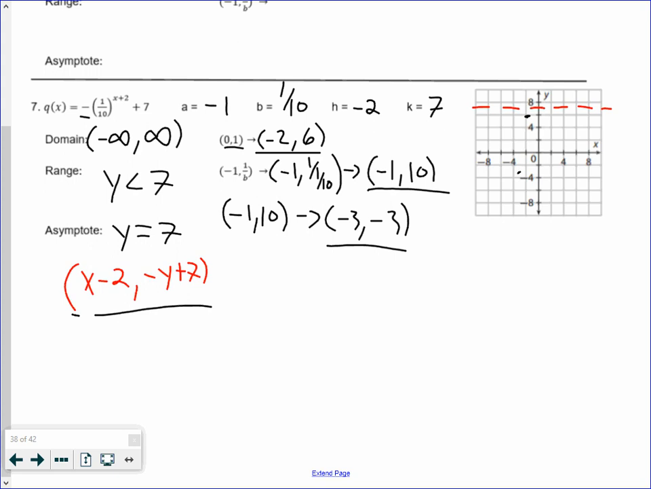So we know it's a decay function since our b is less than 1 but greater than 0. So it's a decay function, so we know we're starting away from the asymptote and decaying into the asymptote. So our function will look something like that. And that's number 7. Keep on going.